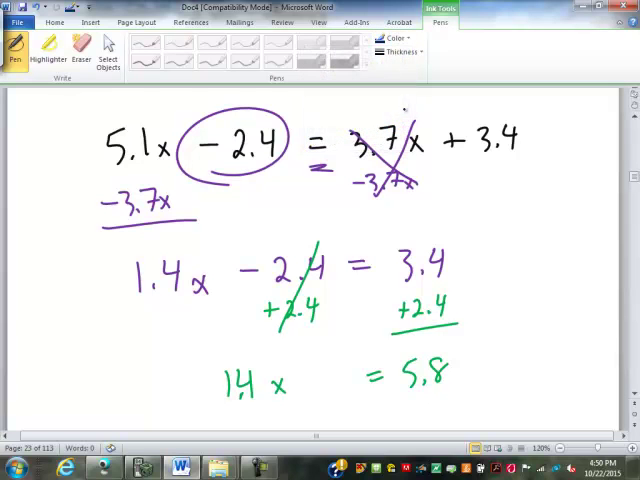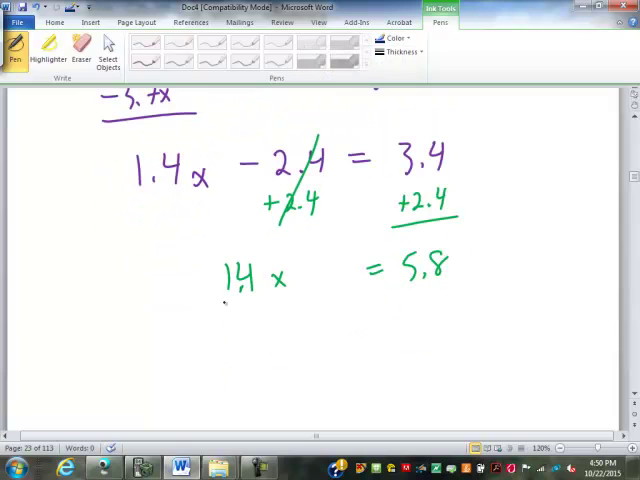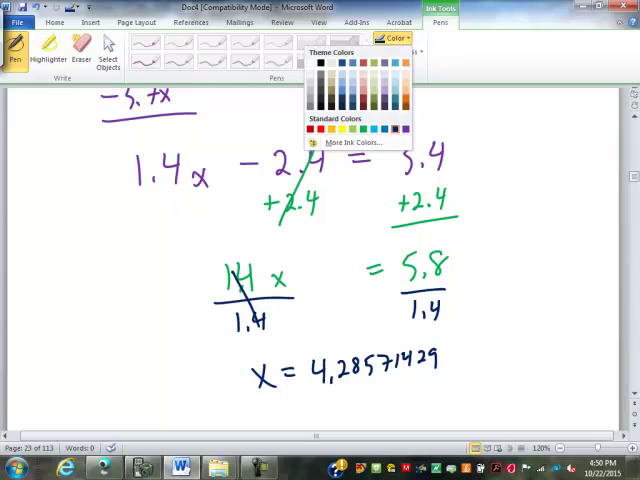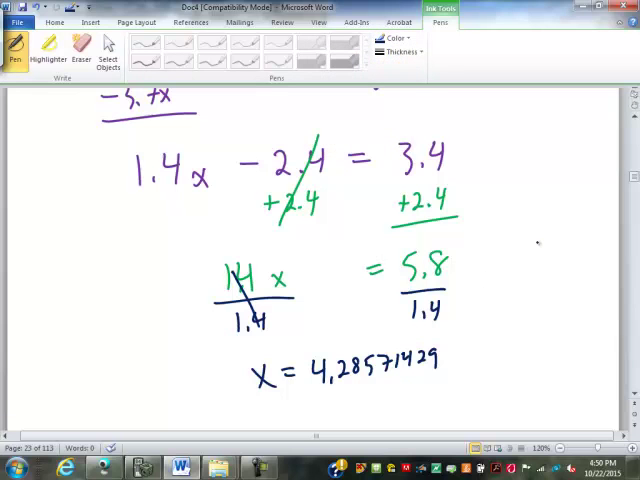Okay. Well, my next step, I'm going to divide by 1.4. So x equals, what, 4.28571429 approximately? Oh, your calculator rounded off a digit earlier. 5.8 divided by 1.4 is 4.142857143. Gotcha, that's what I got.